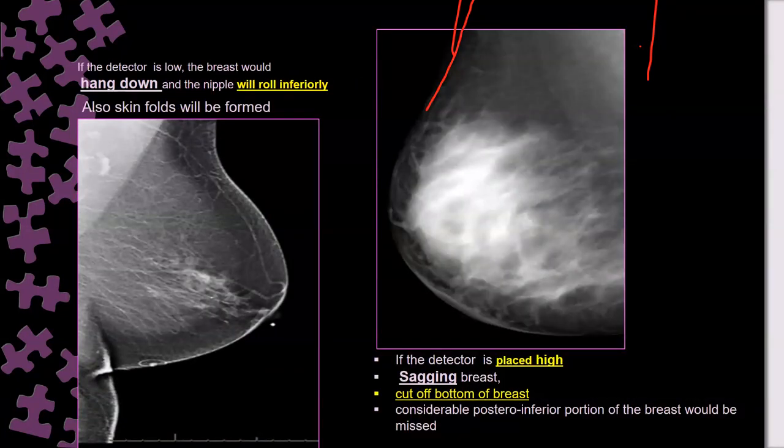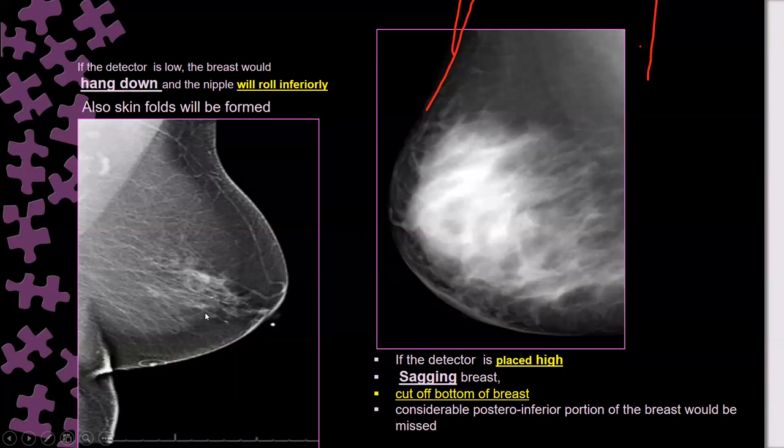Okay, what about these images? The difference between this and this. Here I can see even the abdominal wall and the inframammary fold. I can see the breast well, but it looks like it is hanging down, with the nipple pointing inferiorly, rolled inferiorly in this case.